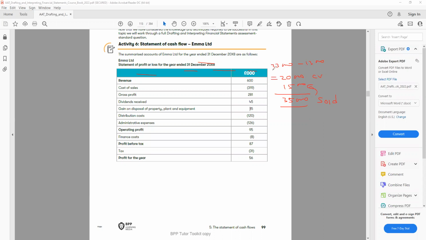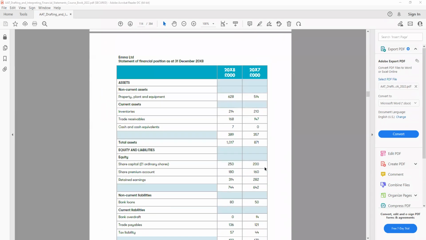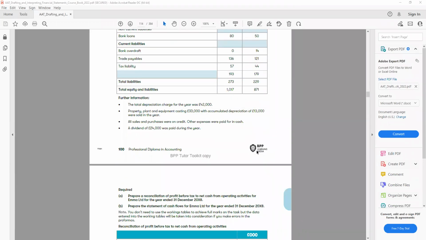So I know the cost was 33 and my depreciation was 13. So the asset carrying value remained 20,000. From 20,000, if I make a profit of 15, then I have to sell it for 35 at least. So I need to add this to find how much I sold it for, because this is part of our investing activities on the property, plant and equipment. This sort of adjustment you have to be a little bit used to, because otherwise it will take some time in the exam. So if you know how to do it, it will be really fast.